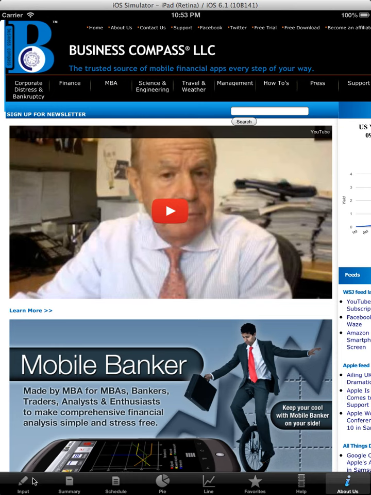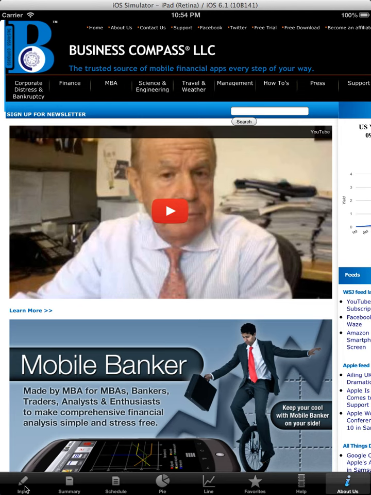This application has the menu options such as the input to enter the input data, then to see the loan summary, to see the loan schedule, then there is a pie chart of the principal versus interest, and then a line graph of various balances, and then about us. Let me take you to the input.